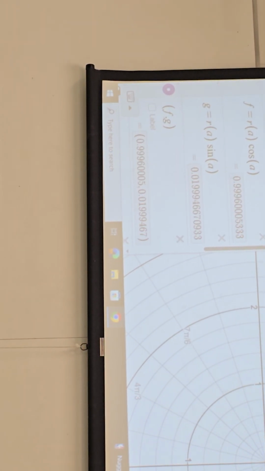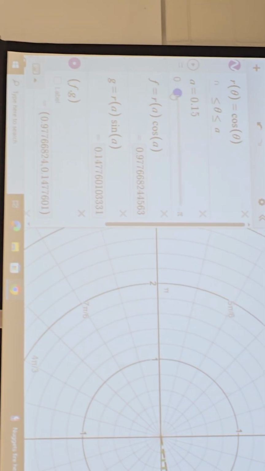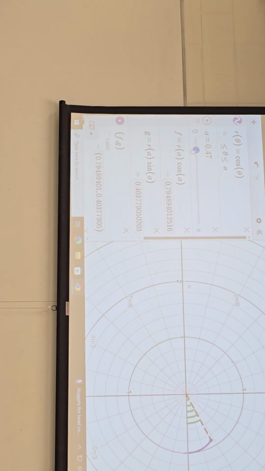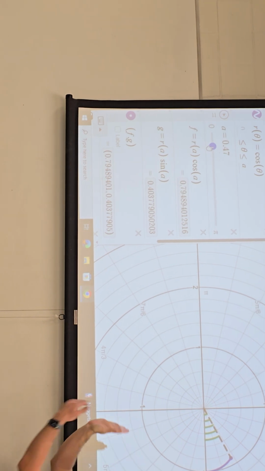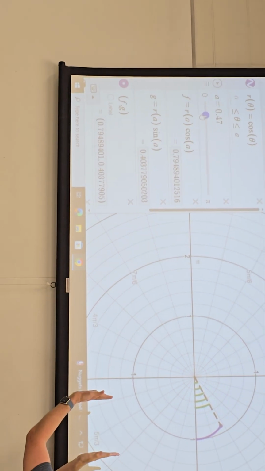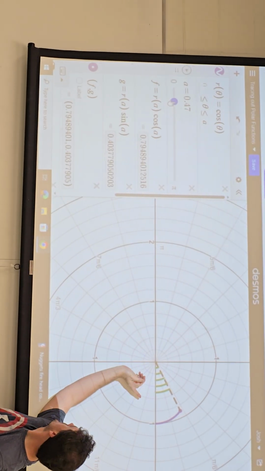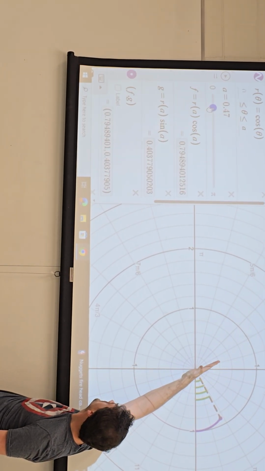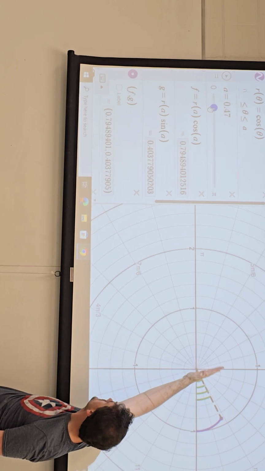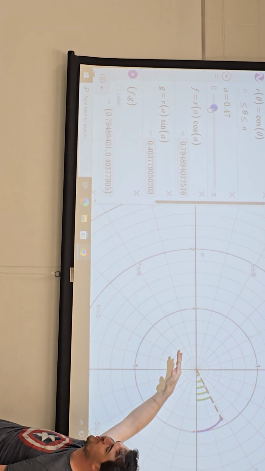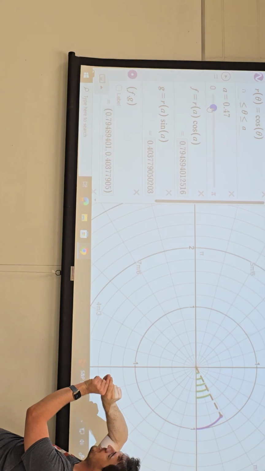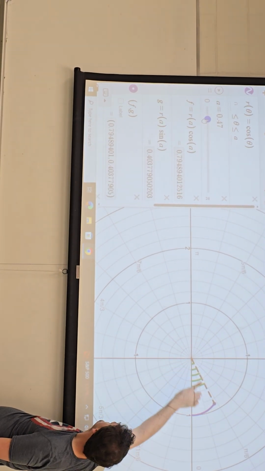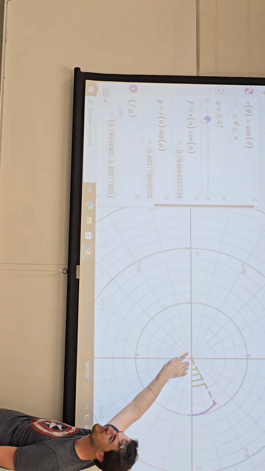And I'm going to start to slowly increase theta. And this is exactly how I want you to visualize this. Instead of, in rectangular, sweeping left to right for x, theta, the input, is now being swept around by the green circular piece that's going around counterclockwise. The output of the function gives you the radius, the r value, or the distance from the pole, from the origin.